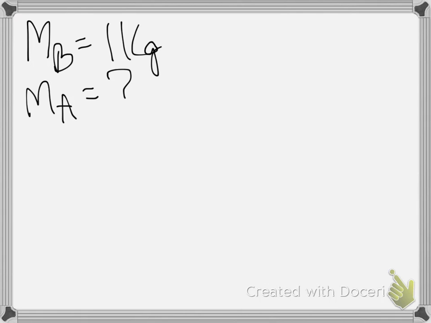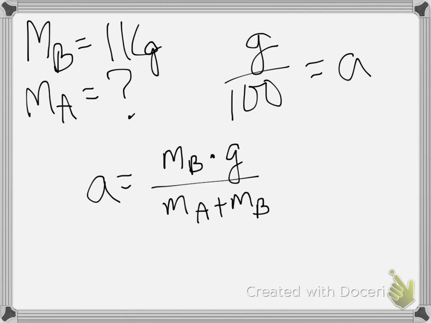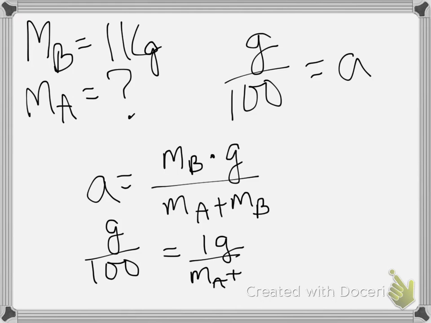And the last question is asking if MB were 1 kilogram, how large must MA be such that the acceleration of the system is kept at G over 100, is what A is equal to. Well, if I could go back a few slides, I would see that the equation that I got for A was equal to MB times G divided by MA plus MB. So we want A to be G over 100. MB is 1. So you have to figure out what MA has to be for this equation to work.